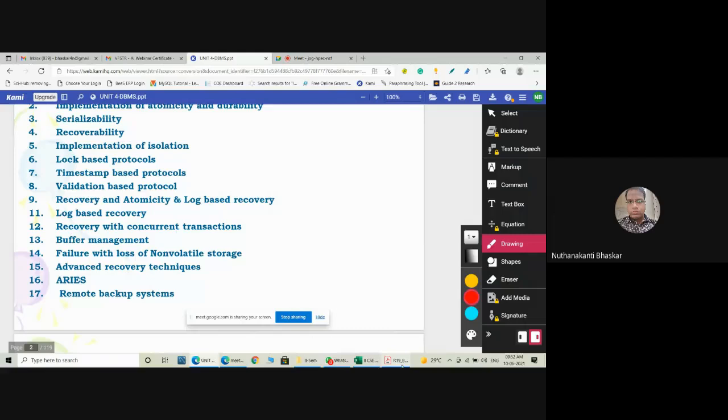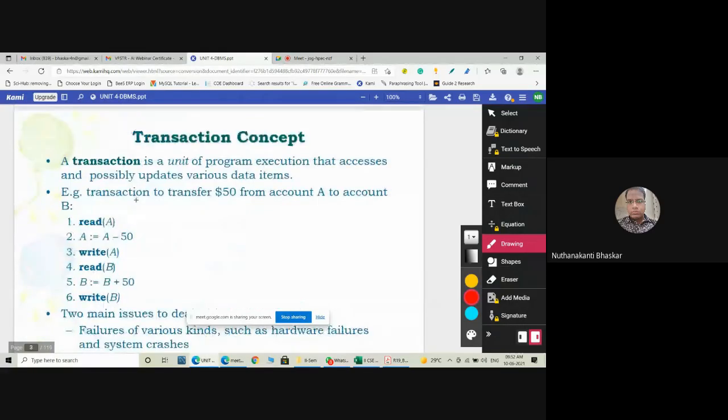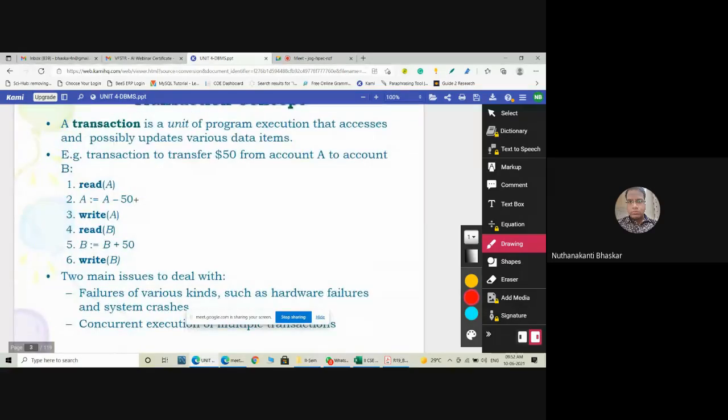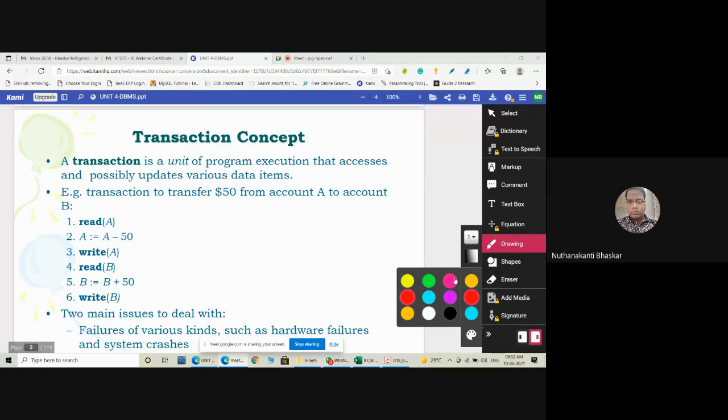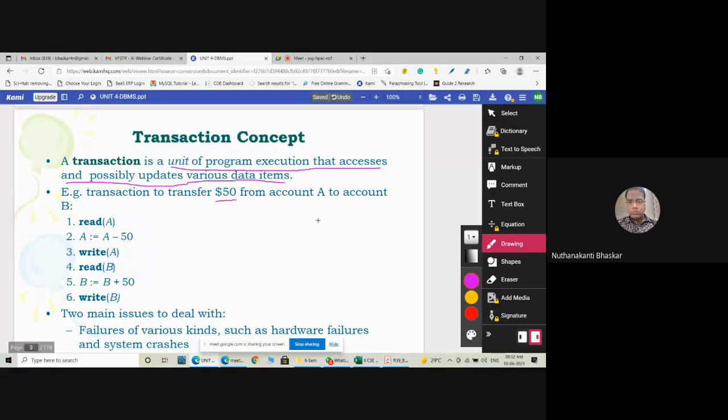Now coming to the syllabus, the first topic is transaction concept. Just now I told you a simple example with the ATM machine; in the same way, here is another example. Now I want to know the transaction definition. A transaction is a unit of program execution that accesses and possibly updates various data items. Take, for example, a transaction where I want to transfer $50 from account A to account B.